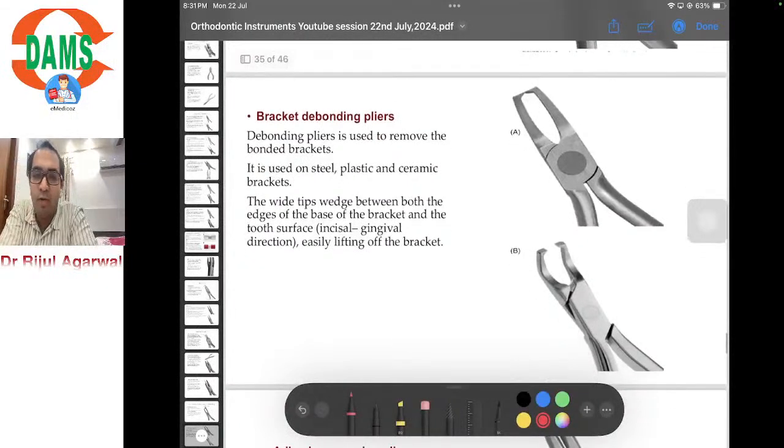Next is the bracket debonding plier. Again it comes in two shapes, straight and curved. Curved is used for posterior band bracket removal. The straight one is used for anterior bracket debonding and removal. It is used for easily lifting the brackets from the tooth surface.